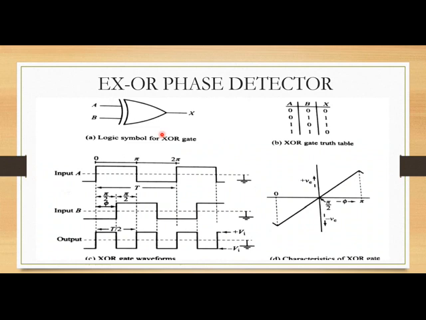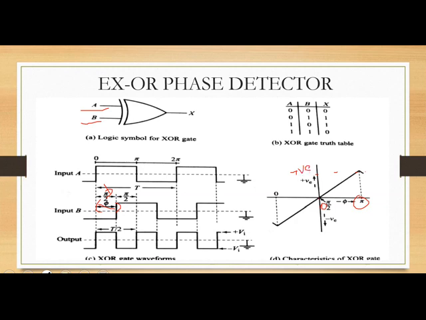So, if you have a look here, there is a phase difference of phi between the input which is directly applied and the input which comes from the VCO output. So, as you can see the characteristics of the XOR gate, when the phase difference is 0, then the output is 0. When the phase difference is 180 degree, the output is positive maximum.